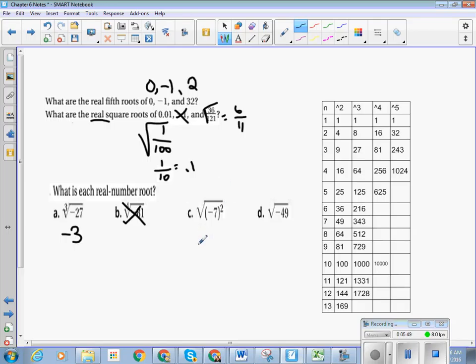All right, C: the square root of negative 7 squared. If we do order of operations, negative 7 times negative 7 is 49, and the square root of 49 is 7. And what about D, the square root of negative 49? No solution, because it's negative, and our index is, what's the index on D? Square root has an index of 2.